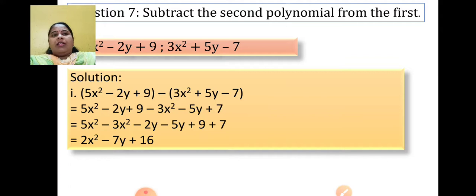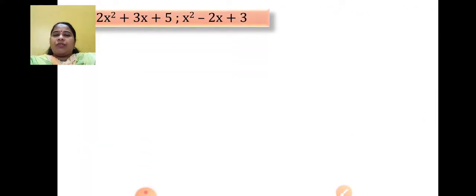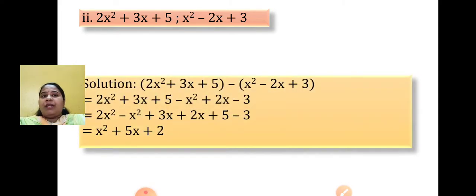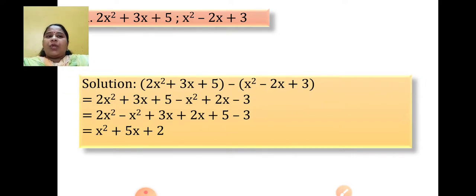Okay, then exactly the same way, we will quickly solve the next question of the practice of the problem set. 2x square plus 3x plus 5 is the first polynomial. Second one is x square minus 2x plus 3. And as I have explained, what should be the first step? To write the second polynomial in bracket. After that, open the bracket and change the sign of the second polynomial. Don't do anything with this. This has to be written as it is. 2x square plus 3x plus 5.